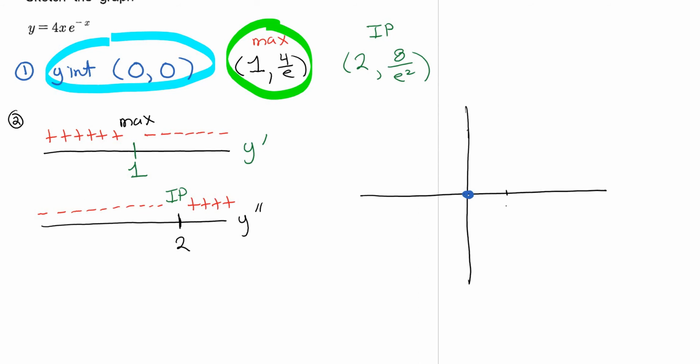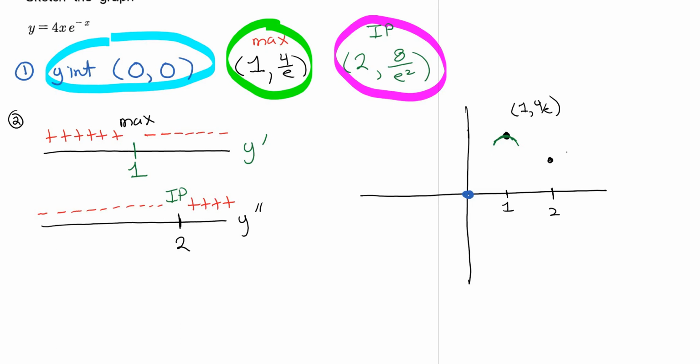That's about, 1's about here. And 4 over e is going to be roughly somewhere up here. So let's label that as (1, 4/e). And because it's a max, you should definitely level it off like that. And then we have our inflection point, which is (2, 8/e²). And I guess 2 is about here. And the point 8 over e squared is slightly lower. So it would be (2, 8/e²).